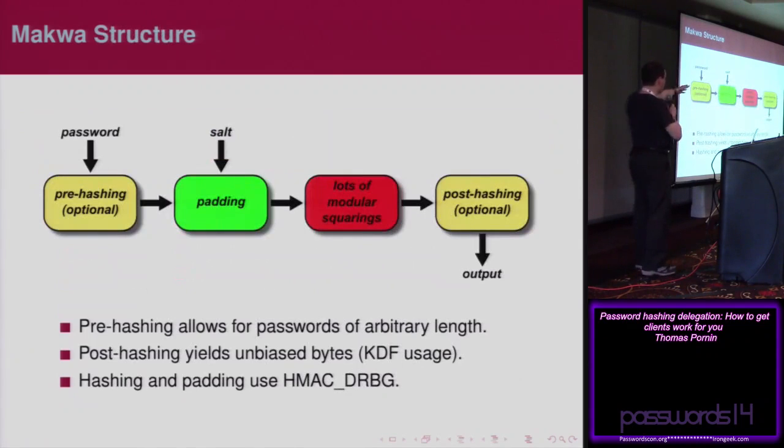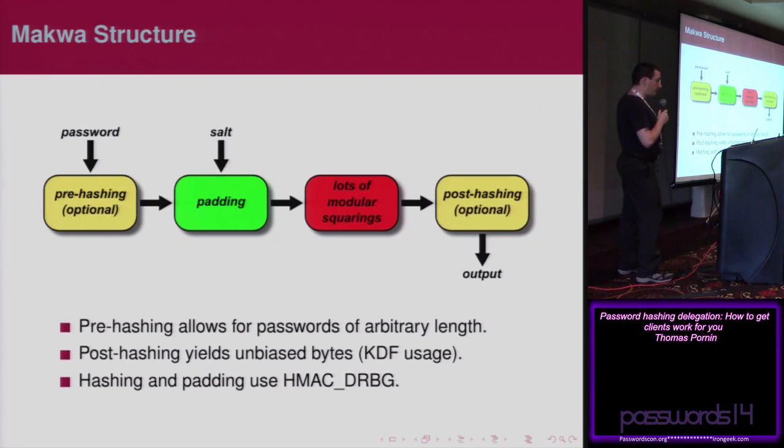So the red square, that's where the time is spent. Everything else is just administrative. From the password, you've got first an optional pre-hashing. You do the hashing if you want to support passwords of arbitrary length. And when I mean arbitrary, that's arbitrary. If you want to type 2 gigabytes of password, do it. If you don't do the pre-hashing, you've got a size limit, which is at least 128 bytes. So that's rather large for passwords.